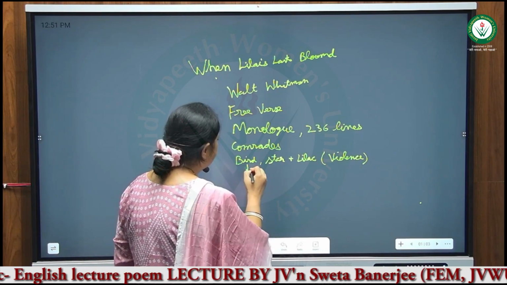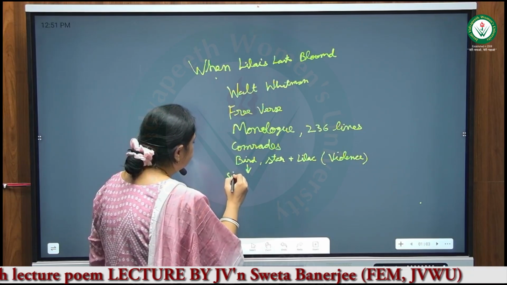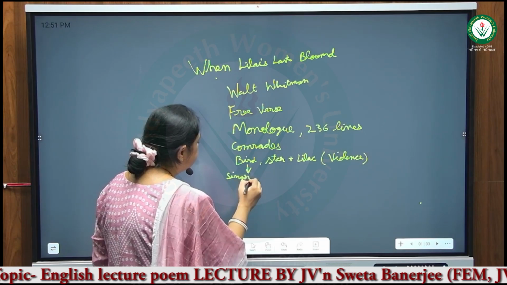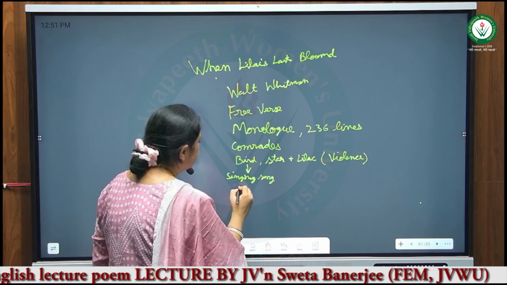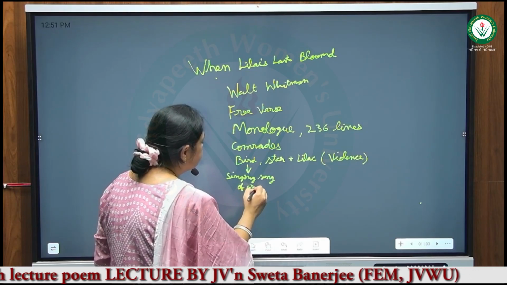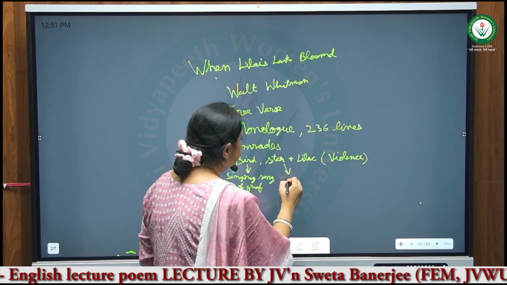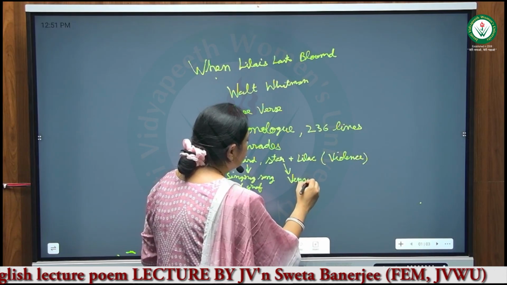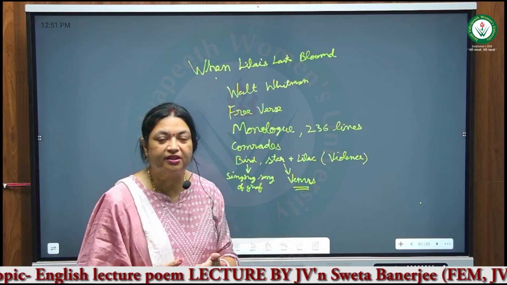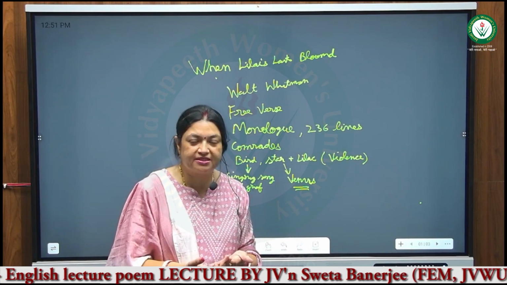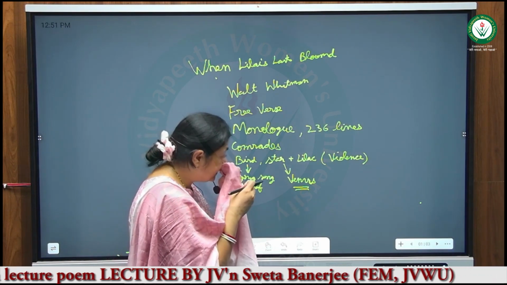Bird, because the birds are singing, but the song is of grief. They are singing a sad song. Star, which is Venus. Venus is representing the mourning, the sadness of the poet, because he is expressing his grief.